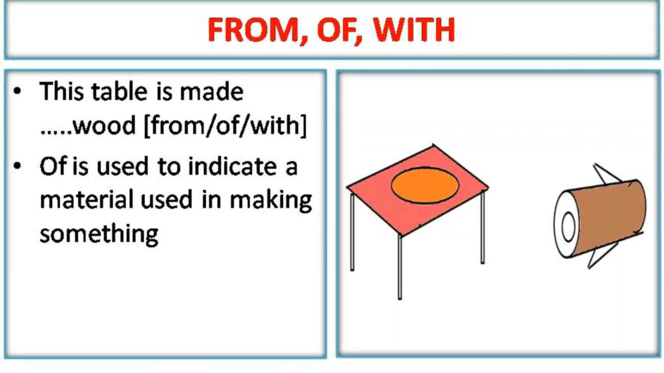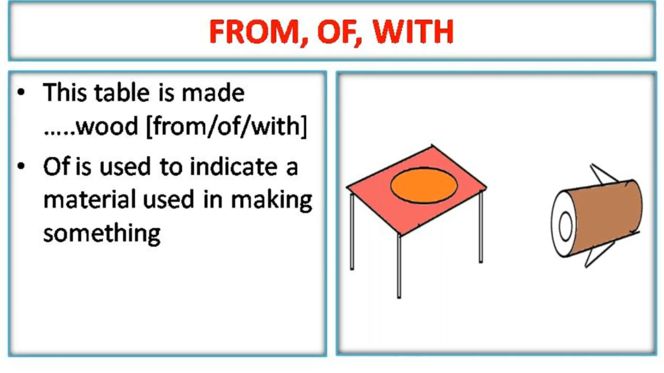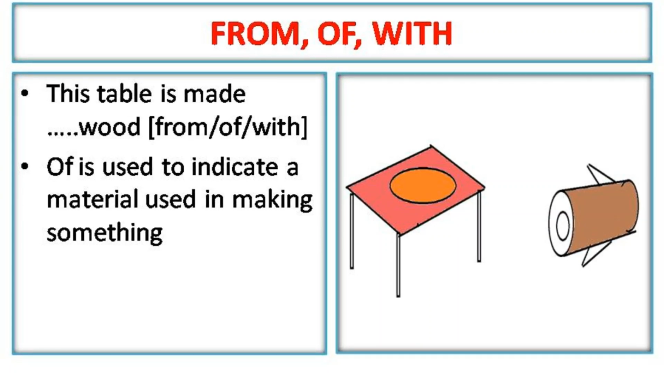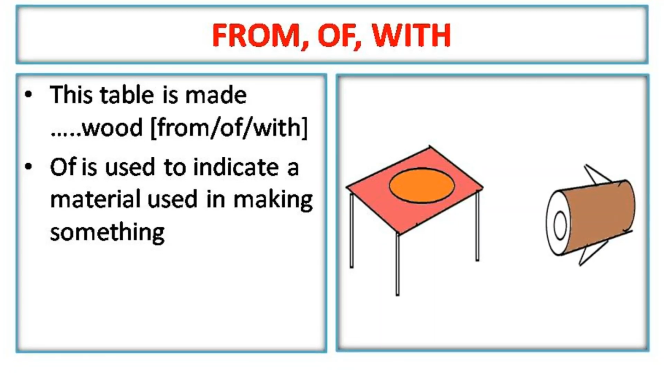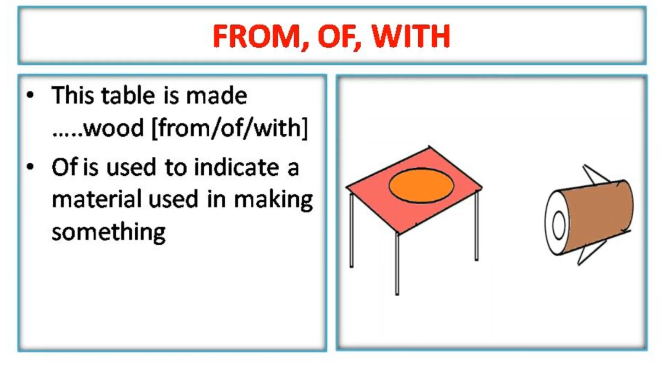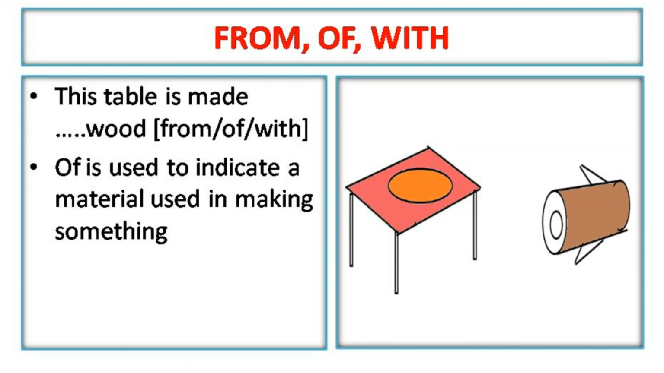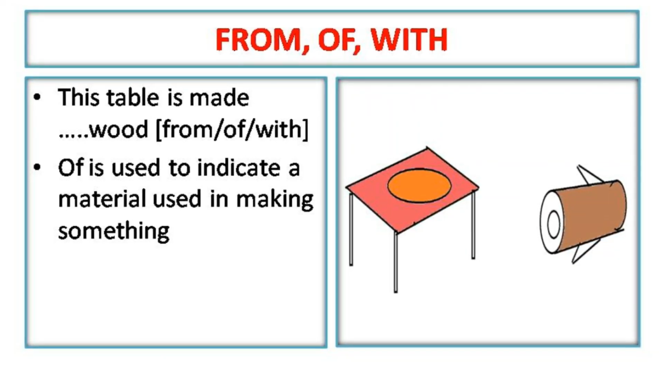From, of, with. This table is made dash wood. From wood, of wood, with wood. Of wood. Of is used to indicate a material used in making something.